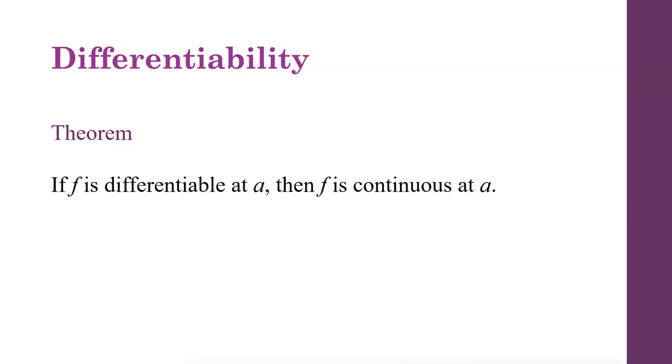tells us that if f is differentiable at a, then f is continuous at a. Right, so we've defined what it means for a function to be continuous before. Its left limit, right limit, and the value of the function at a all match. This theorem says if it is differentiable, then it has to be continuous at a.